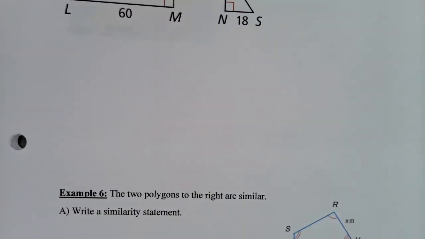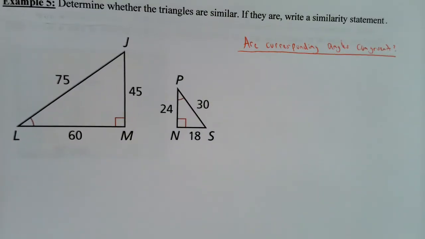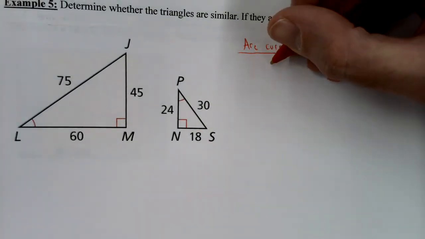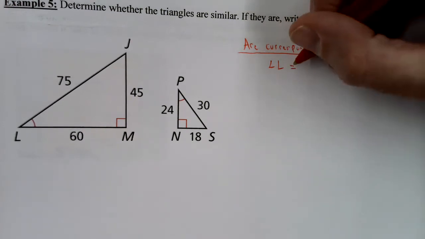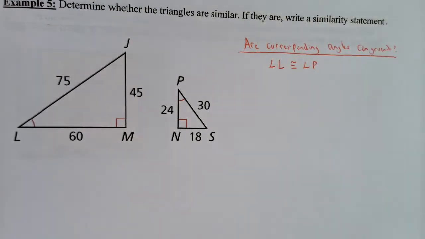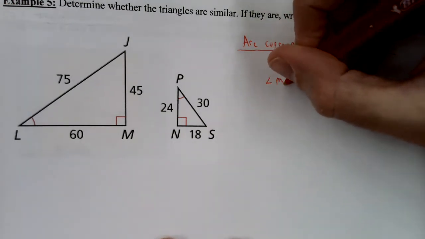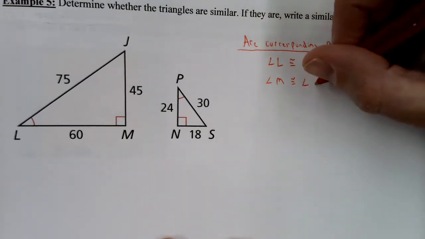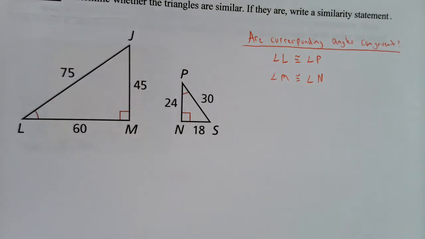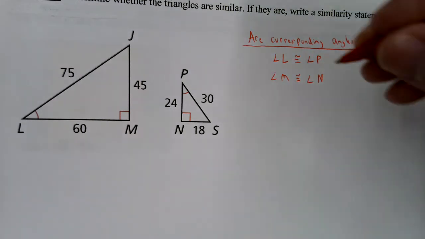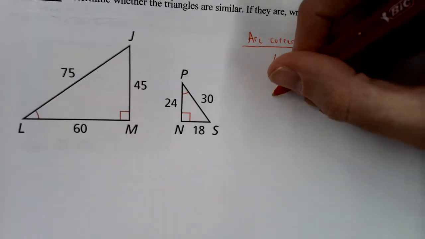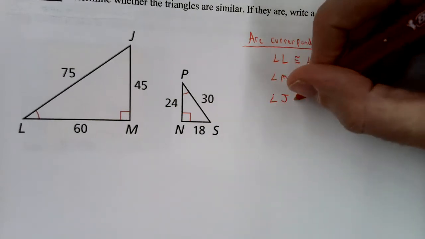Well, angle L is congruent to angle P because they're each labeled with one arc. Angle M is congruent to angle N because they're right angles and all right angles are congruent. And I'm going to claim that angle J is congruent to angle S. Do you remember why?